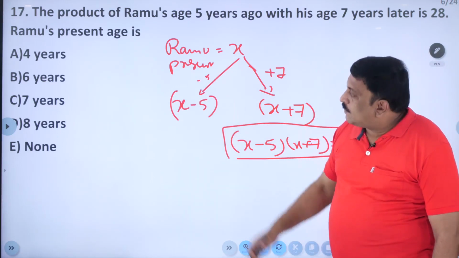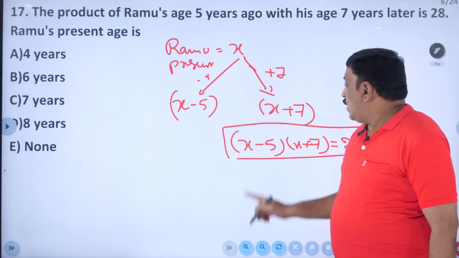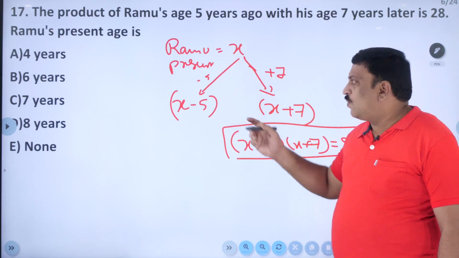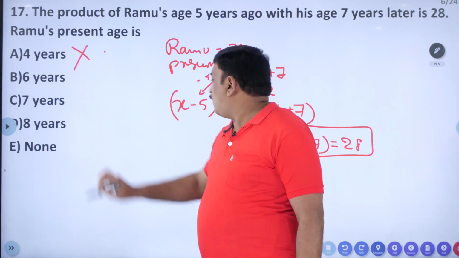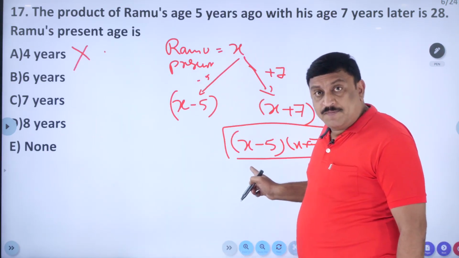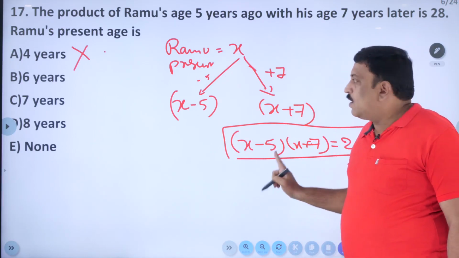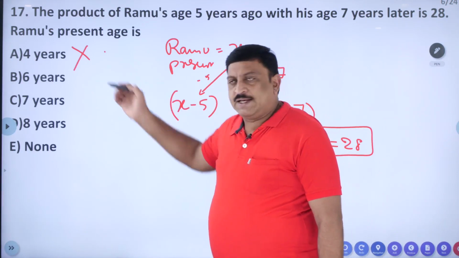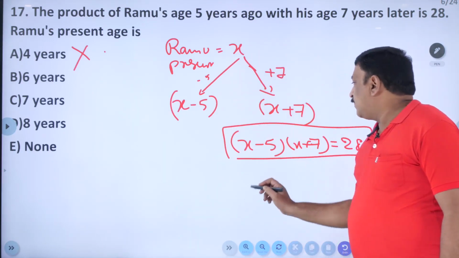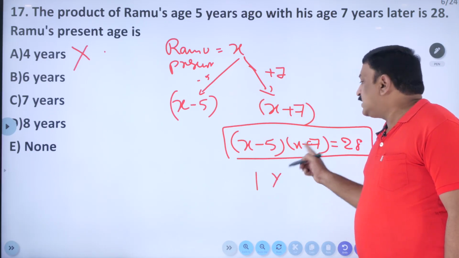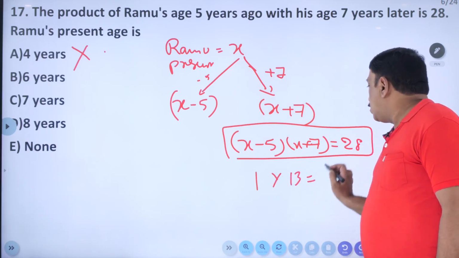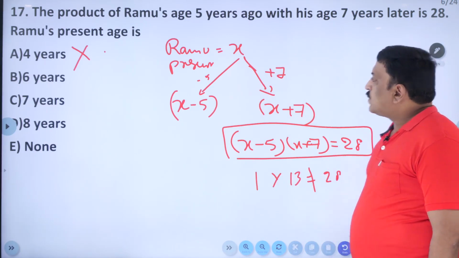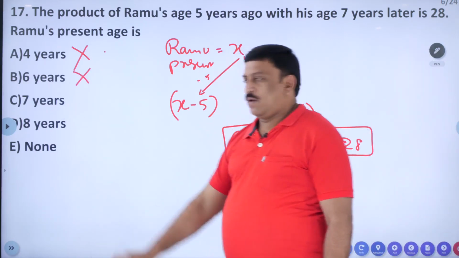Let us take 4. If I take 4, then 4 minus 5 is negative 1. So it can't be 4, and it can't be 5 either, right? So minimum, you have to take 6. Let us start. 6 minus 5 is 1, into 6 plus 7 is 13. It should be equal to 28, but it is not equal to 28. So your first option, 6 years, is wrong.